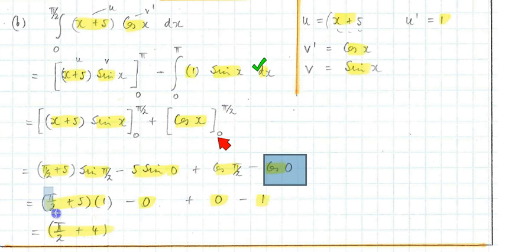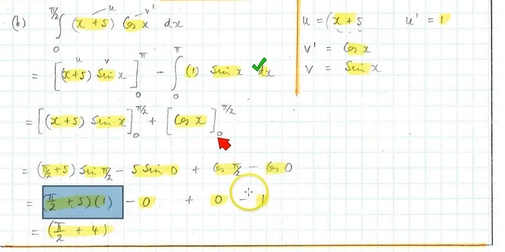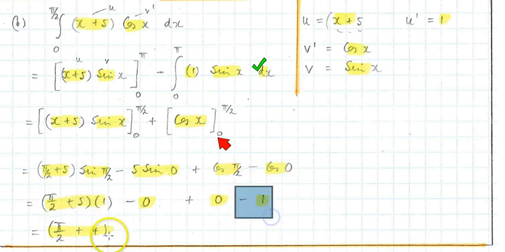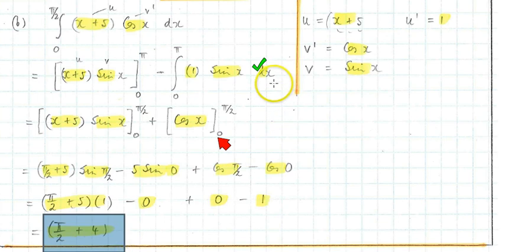So remove these brackets. I've got pi upon 2 plus 5. And don't forget to take away 1. So I've got pi upon 2 plus 4. That's my final answer. I hope everything's all right there.